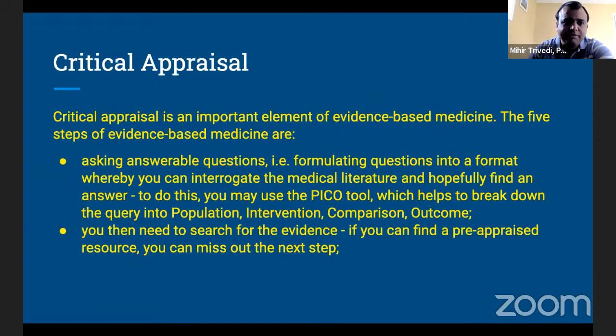The 5 steps of evidence-based medicine are asking answerable questions, like formulating questions into a format whereby you can interrogate the medical literature and hopefully find an answer. To do this, you may use the PICO tool. We are all familiar with that. We had a presentation previously, which helps to break down the query into population, intervention, comparison, outcome. You then need to search for the evidence. If you can find a pre-appraised resource, you can miss out the next step.